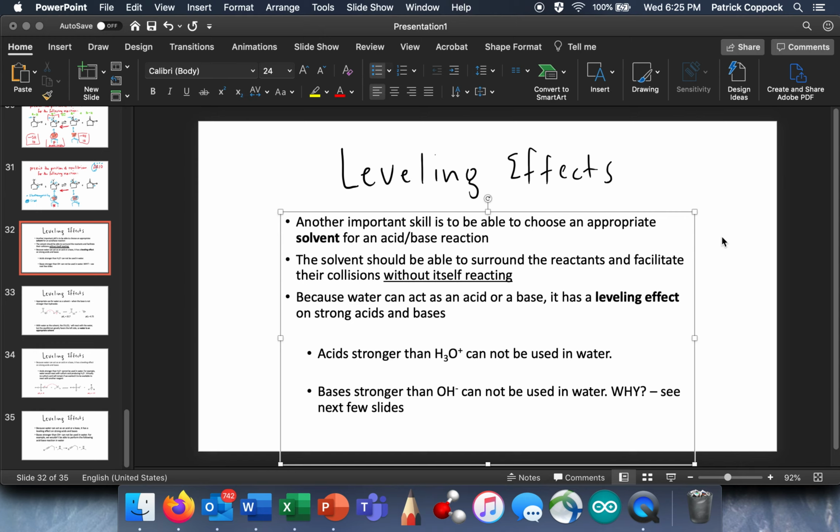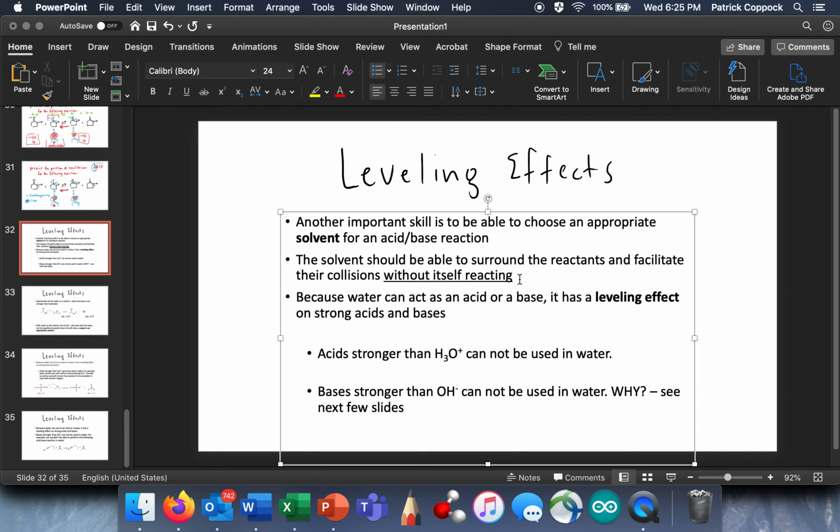And it certainly is possible that a question will come up in a quiz or exam that asks specifically about leveling effects. So let's talk about it. An important skill is to be able to choose an appropriate solvent for an acid-base reaction. If you're choosing something that's just supposed to carry the two molecules together, the solvent should just be able to surround the reactants and facilitate their collisions without itself reacting. So you don't want a solvent that's reactive, of course.